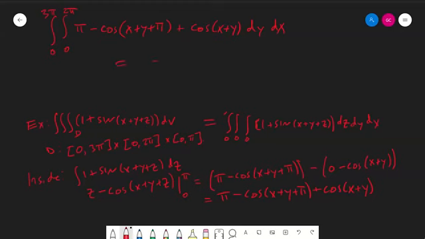So triple integrals over boxes work really easily. The real difficulties will come when you start trying to integrate over solids that are not boxes, and we'll talk about one of those next.